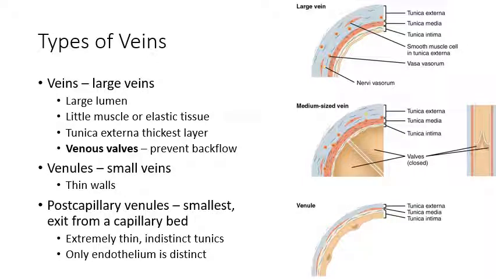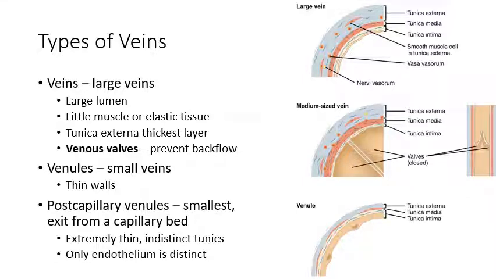You also have different types of veins. Technically, a vein is a large vein. So most veins are going to be just considered veins. All the veins of any significant size, that is, are just going to be considered veins. They have a very large lumen compared to the size of the walls, which are thinner. So compared to arteries, veins are going to have a larger lumen and a thinner wall. They don't have very much muscle or very much elastic tissue in the walls, but they do have a very thick tunica externa or tunica adventitia to prevent them from stretching too large with blood.